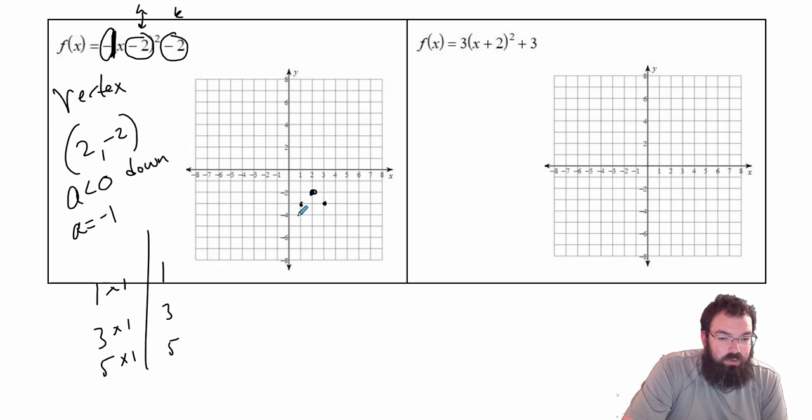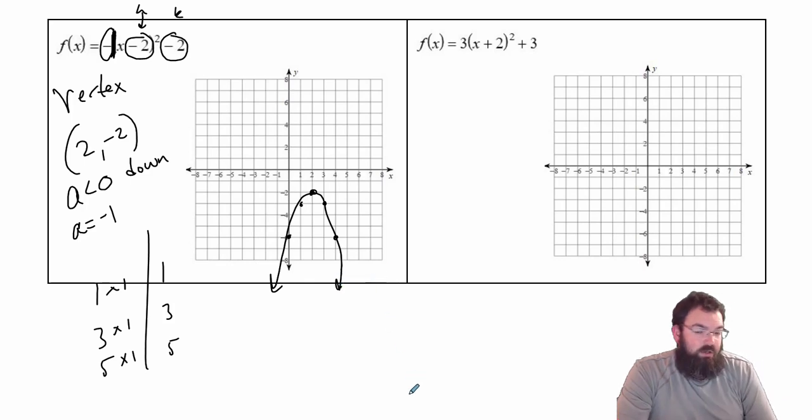From the new dot, down 3. 1, 2, 3, and over 1. Down 3 and over 1. Down 5 is off the graph, so I'm done. And we are done. That's it. That's all we got to do.